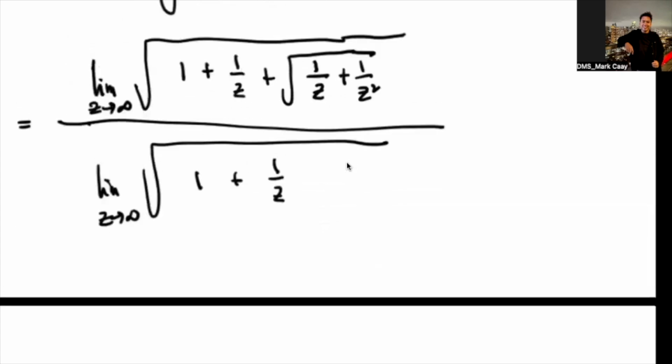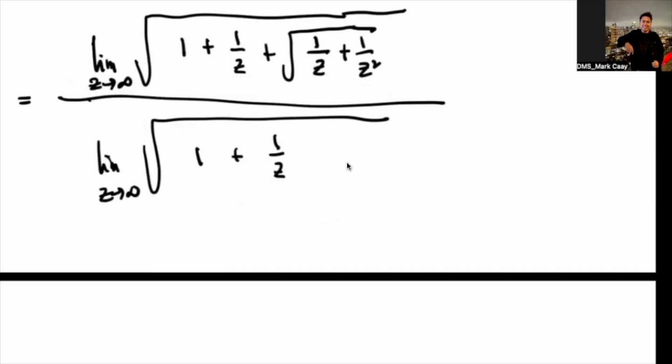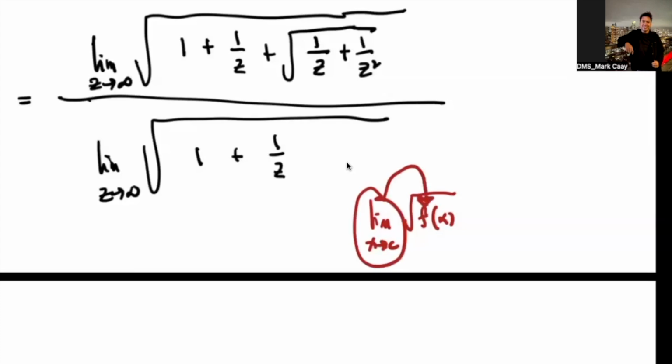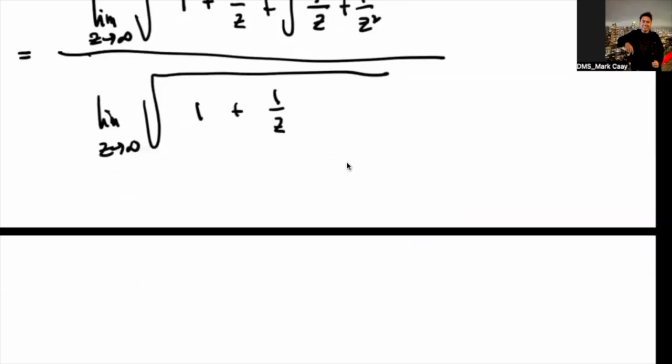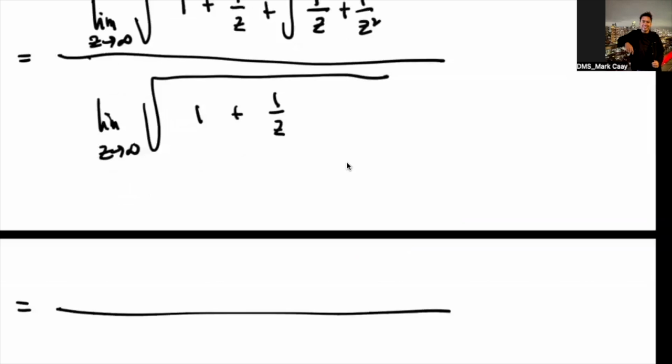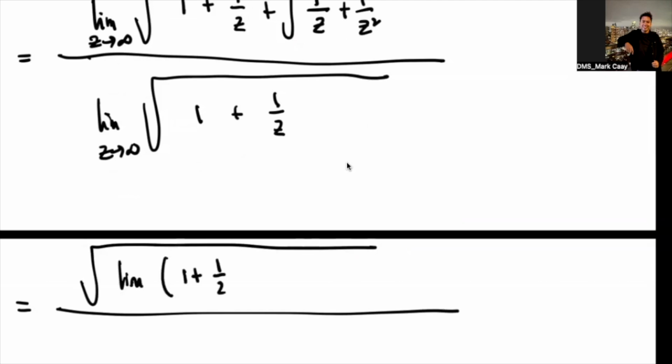And so, remember, meron tayong result before that if we want to get the limit of the square root or the nth root of f of x as x approaches c, etong limit na to, papasok lang siya sa loob ng radical sign. So, meron tayong result na ganyan. So, this method, we can use that to solve this problem. Mangyayari, papasok lang siya dyan. So, we have the square root of the limit of 1 plus 1 over z plus the square root of 1 over z plus 1 over z squared.